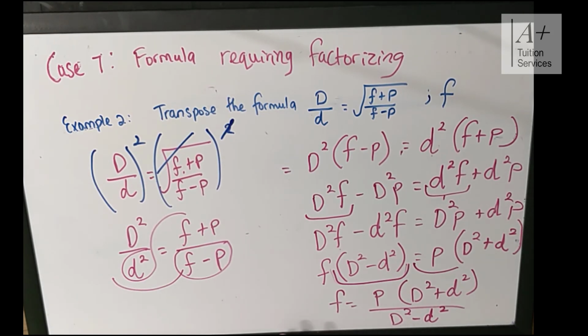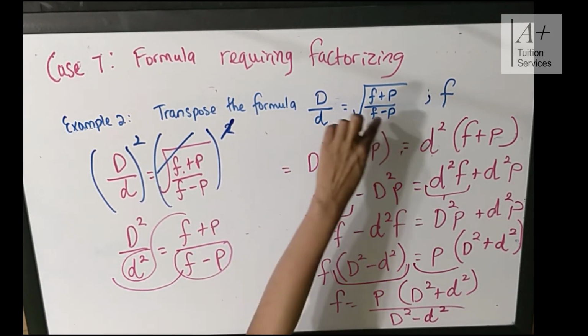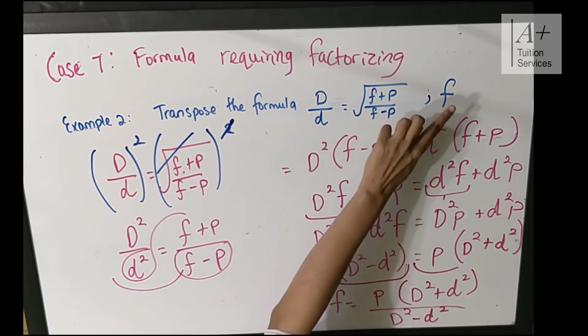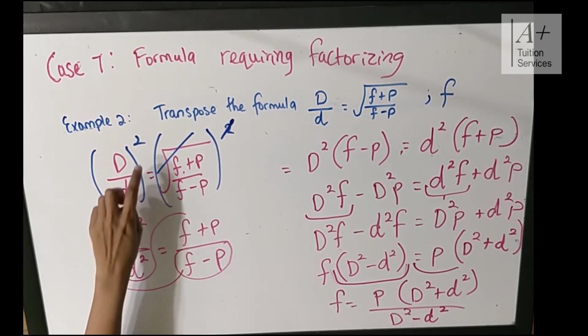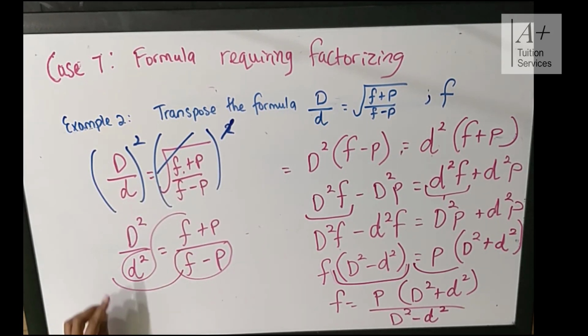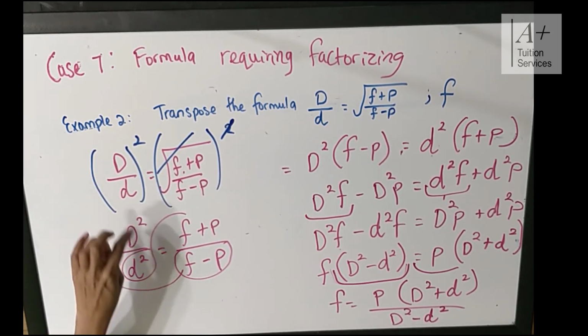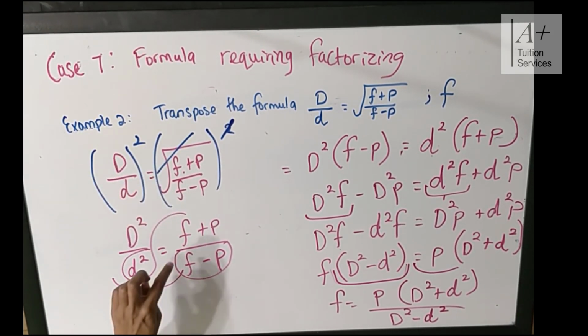And this was a lot to take in because we had capital D, common d, and we had to factorize twice, but I will reiterate. We were given the formula capital D over common d is equal to the square root of f plus p over f minus p, and we want to find f. First thing we need to do is get rid of that square root sign, and we do that by squaring both sides. So we take out the square root, and we'll end up now with D squared over common d squared, so we just multiply everything by the power, is equal to f plus p over f minus p.